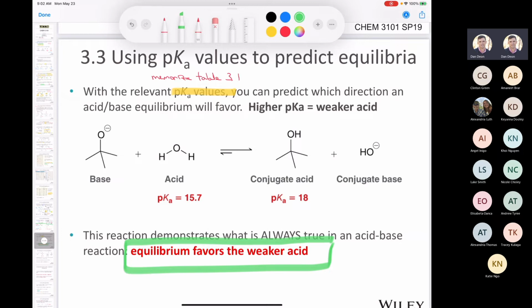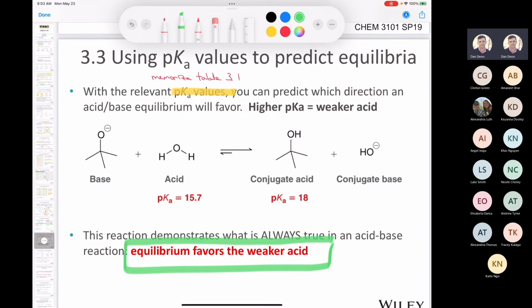Sometimes students will get it in their head, well, if it's stronger, then it should lie on the side of the stronger acid. Yeah, strong. Strong is good. Strong is powerful. So we should have more strong acid. No, because what's the function of an acid? An acid makes it rain protons. So the stronger the acid is, the more it's going to do its job and make it rain protons.